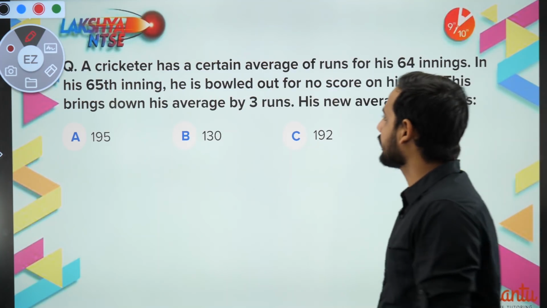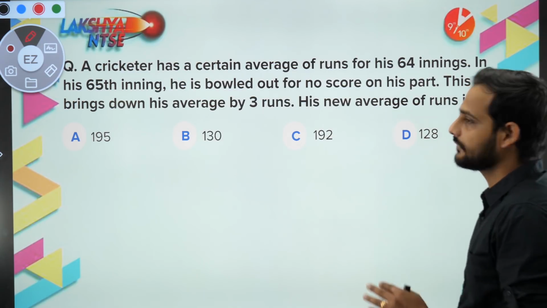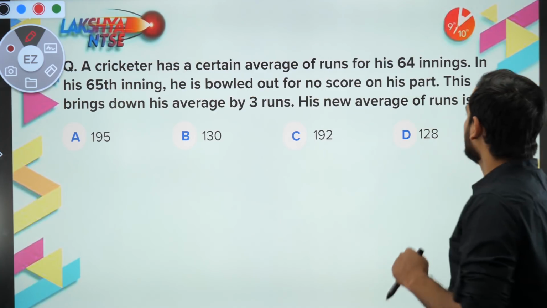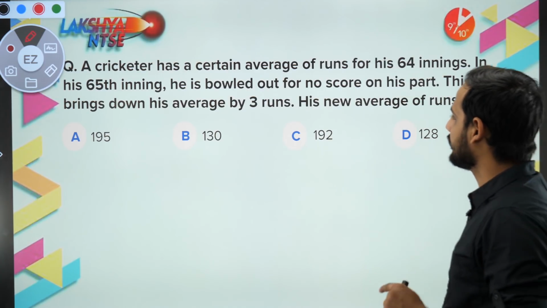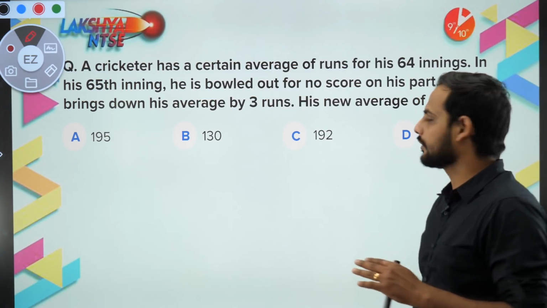Next question is, a cricketer has a certain average of runs for his 64 innings. In the 65th inning, he is bowled out for no score. No score means 0 runs. This brings down his average by 3 runs. What is his new average of runs?